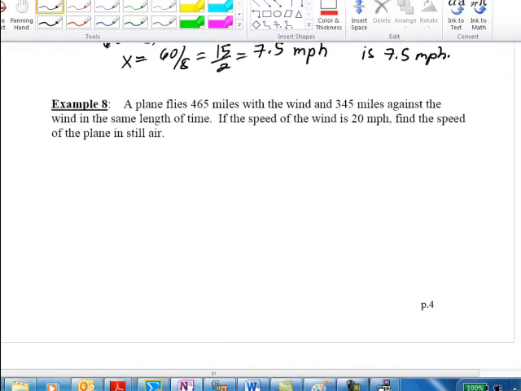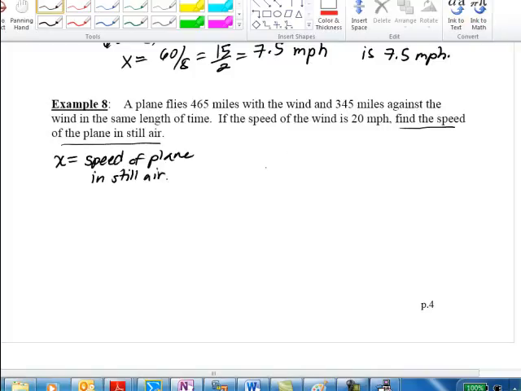Last example with a plane flying. So it says a plane flies 460 miles with the wind and 345 miles against the wind in the same length of time. This one looks like it's correct, right? With the wind, we should be able to go farther. If the speed of the wind is 20 miles per hour, find the speed of the plane in still air. So again, this is what we're trying to find, so that's what our variable will represent. Or we could just call it the plane speed. It has nothing to do with the air speed or the wind speed.